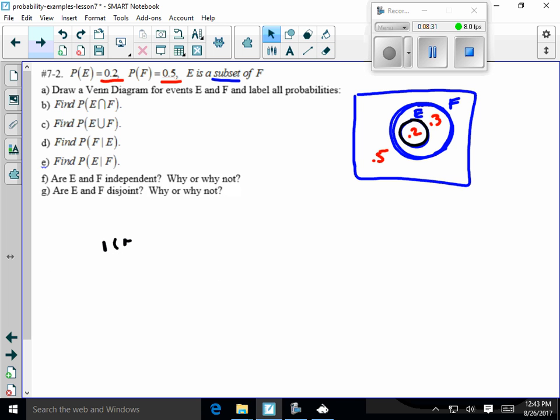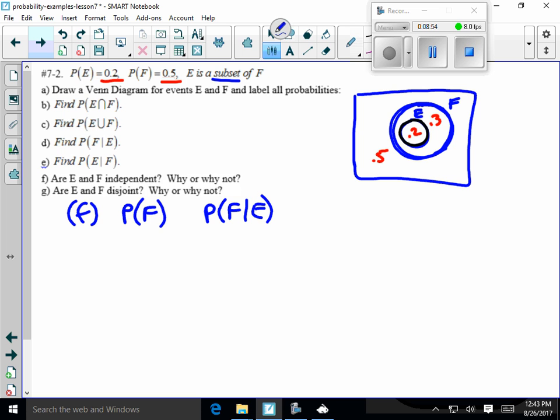Let's see, for F, to determine whether something is dependent or independent, we want to determine whether the probability of one of the events is going to change depending on the probability of the other events. So for example, I could say, what's the probability of F? And then I could ask, what's the probability of F given that E happens? And we'll question, are those two things equal? Because if those two things are equal, it means the probability of F is just the same, regardless of whether E happened or not, which means it's independent of E.